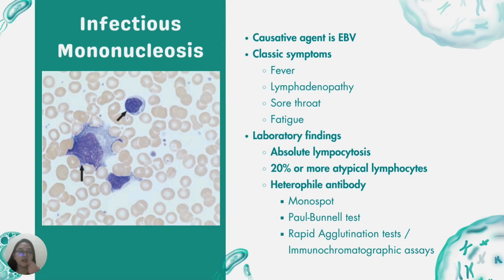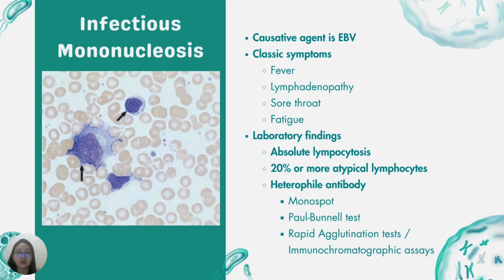Okay, so let's discuss what infectious mononucleosis is. This is really the most particular infection when we talk about Epstein-Barr virus. The causative agent, as I said, is Epstein-Barr virus, and classic symptoms may include fever, lymphadenopathy, sore throat, and fatigue. As per laboratory findings, we will see absolute lymphocytosis and 20% or more atypical lymphocytes.